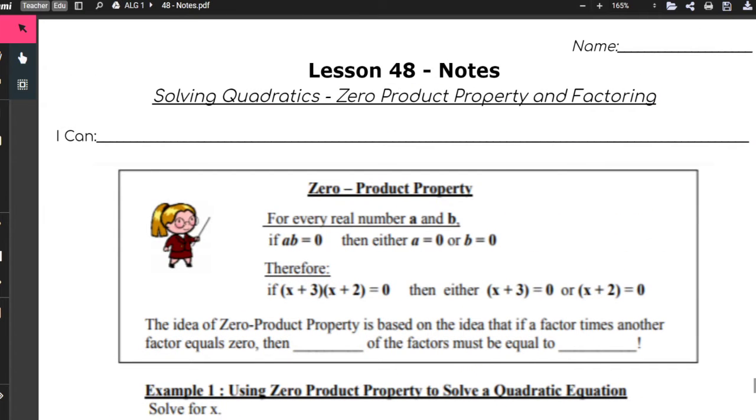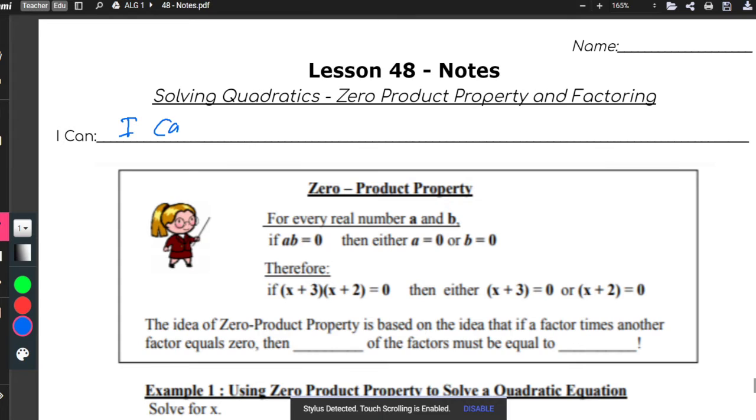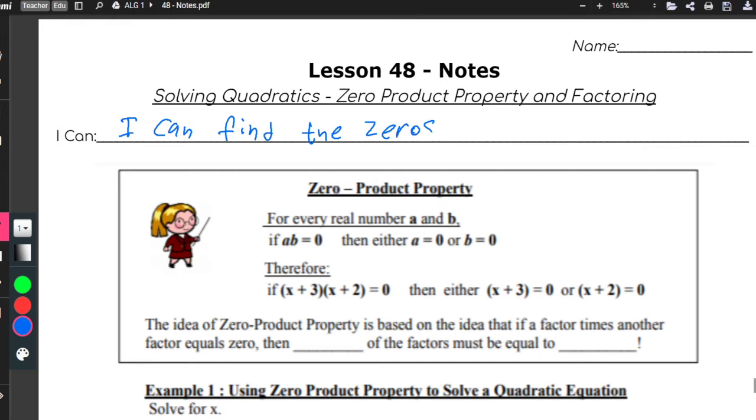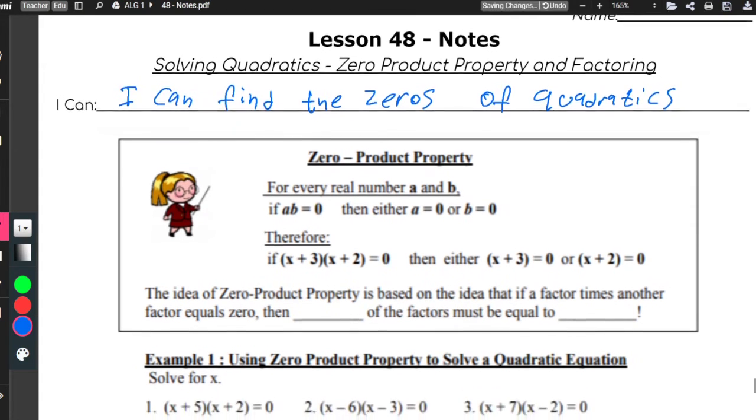So at the very top, you can see we're going to be going over the zero product property and factoring today of quadratics. Our I can statement is: I can find these zeros of quadratics. We're going to do that.